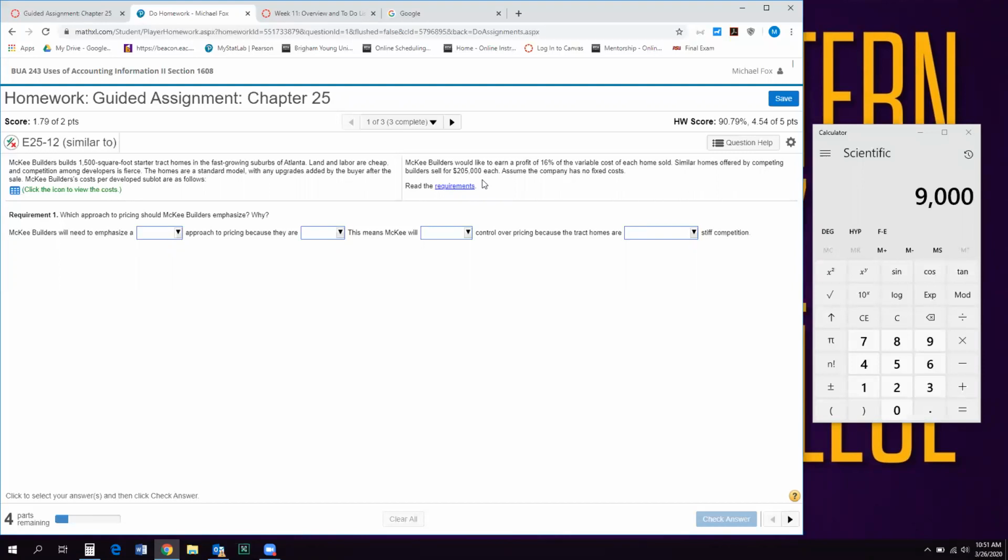No fixed costs. So our first question is, what approach should they be using? They're going to have to do target costing, because they are not price setters, they're price takers, which means they're just looking at the market and they've got to be able to sell their product at the same price as the market. So they will not have much control over the pricing because the tract homes are not unique. They're just making a product that's like what everybody else has and will face stiff competition.